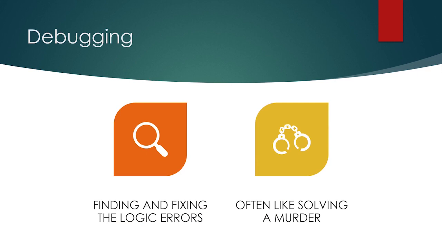So next, we're going to take a look at the process of debugging. And debugging is finding and fixing the logic errors. I often think it's like solving a murder. You've got a crime, you've got clues, you have to figure out who done it and how it happened. So that's what we're going to be talking about next, different approaches to debugging.